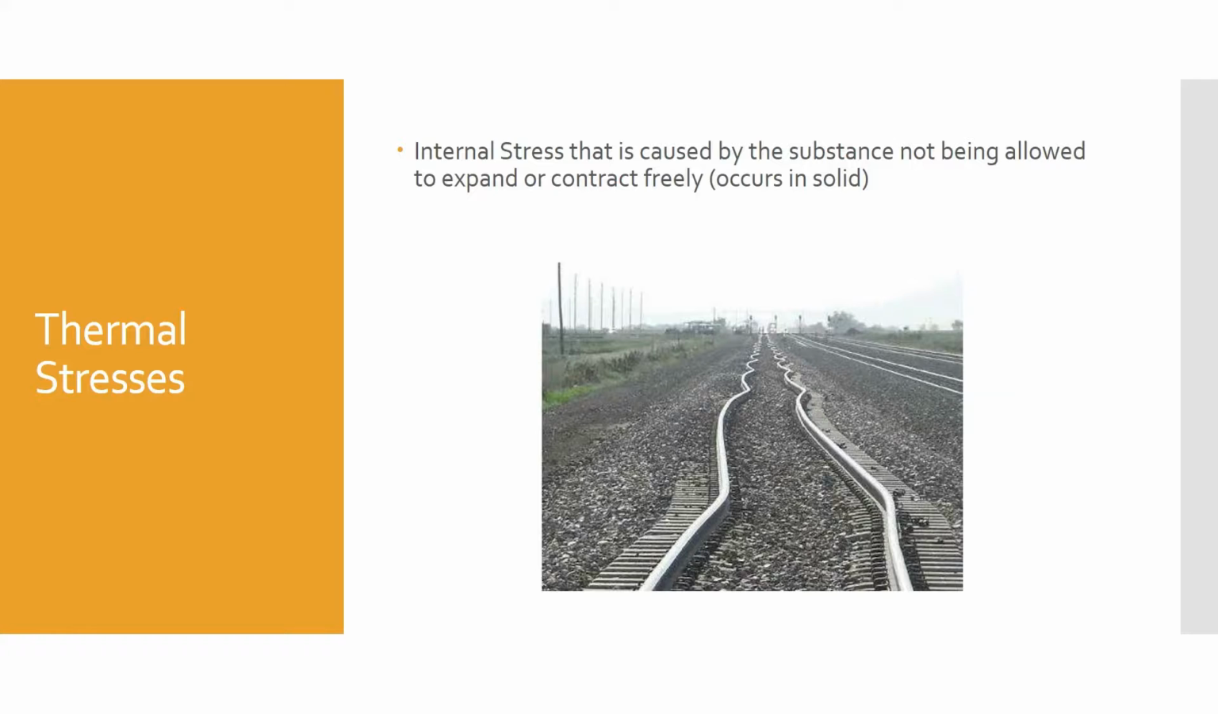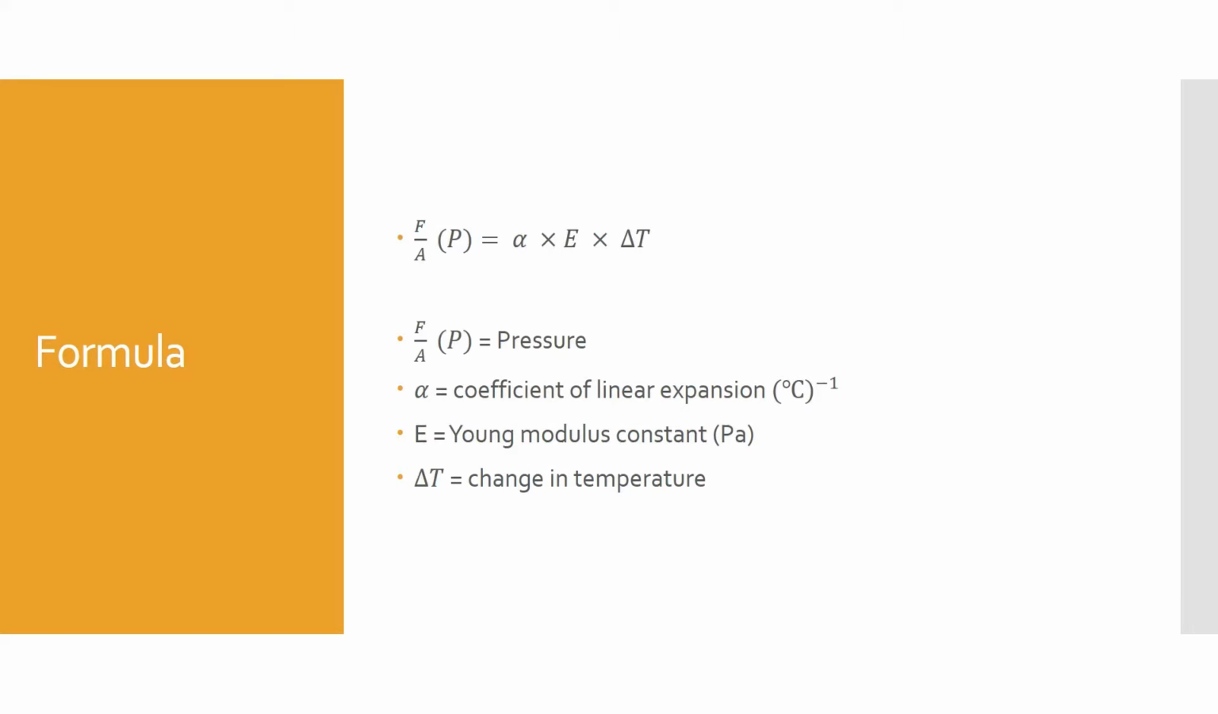But if the workers do not put the gap in the railway and the iron rails are not allowed to expand freely, then that will cause the buildup of thermal stress, which can cause the rails to bend apart like in the picture shown here. We can calculate the thermal stress using this formula right here, where E is the Young's modulus constant of the material that we're given, and once again all materials have different Young's modulus constants.